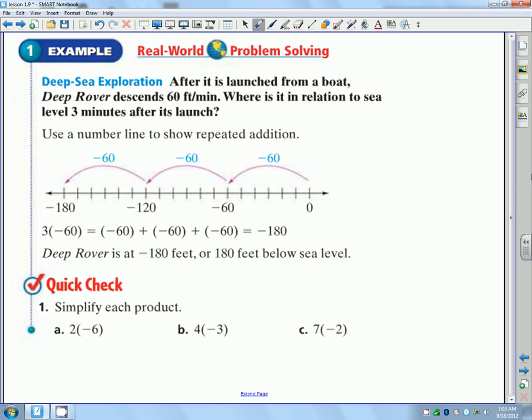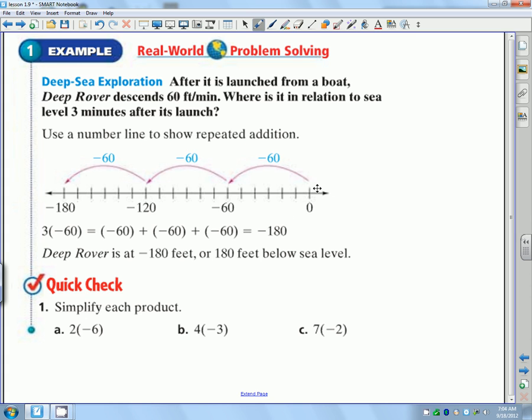Example 1 says deep sea exploration. After it is launched from a boat, a deep sea rover descends 60 feet per minute. Where is it in relation to sea level 3 minutes after its launch? Use a number line to show repeated addition.